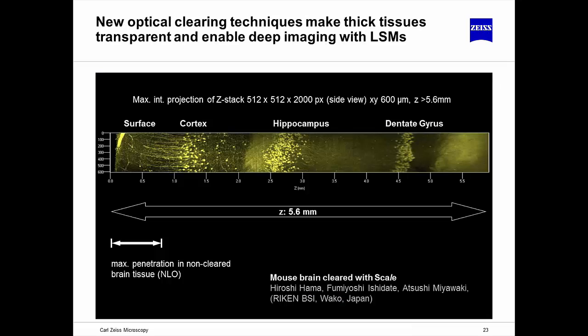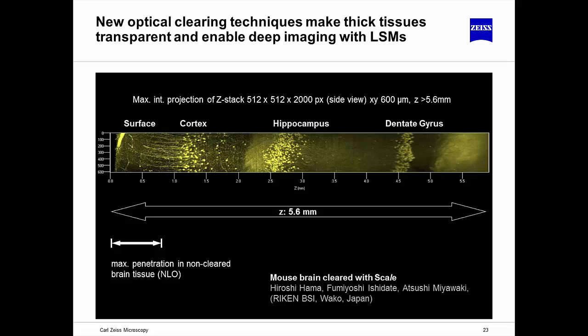Another thing I'd briefly like to mention is really the growing popularity of the clearing techniques. Clearing techniques have really gained strength as of late, since the newer clearing techniques allow you to preserve fluorescent proteins. Scale has been one of the more popular techniques, and what I'm showing here is an XZ cut through a 5.6 millimeter Z stack through mouse brain. In this case cleared with scale.